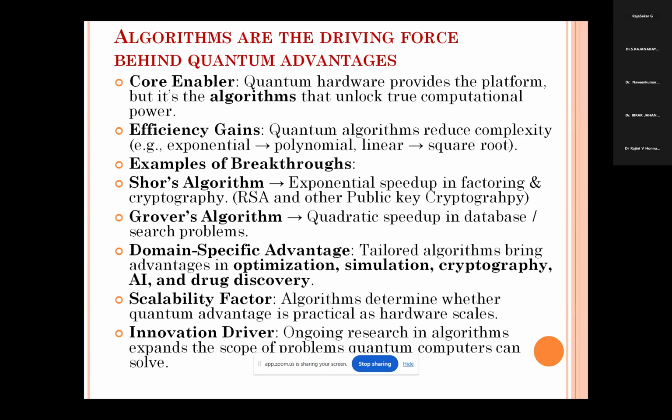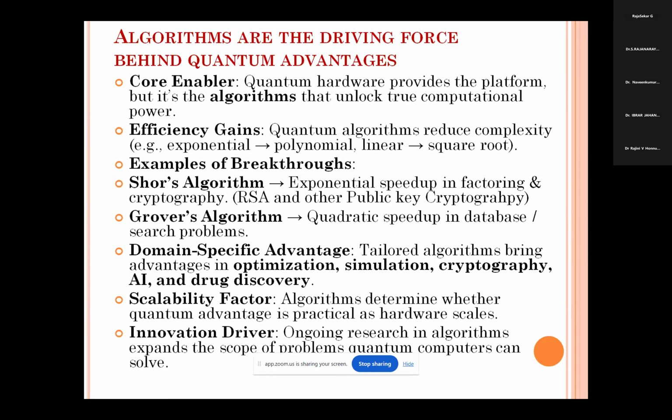Peter Shor invented this algorithm in 1994. What are the applications? We will see that later, but before that, we have to summarize these things. RSA and public key cryptographic systems use it. Grover's algorithm is nothing but a quadratic speedup in database search problems, used for searching applications.